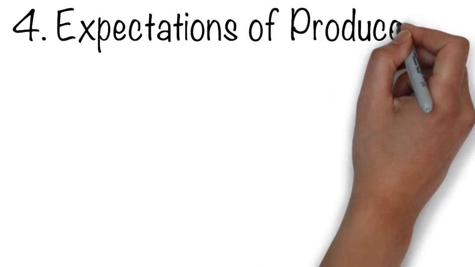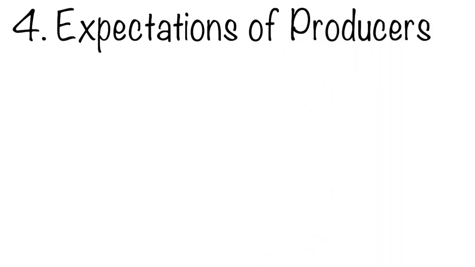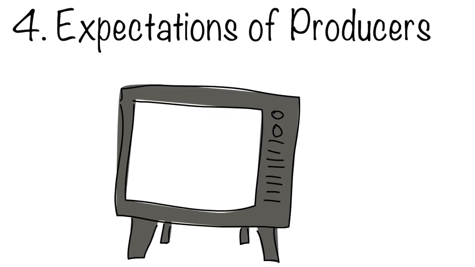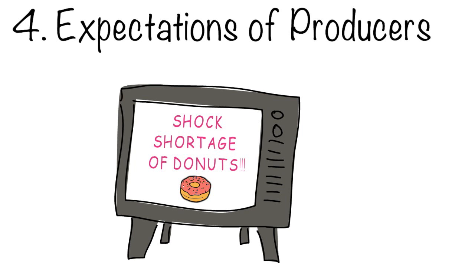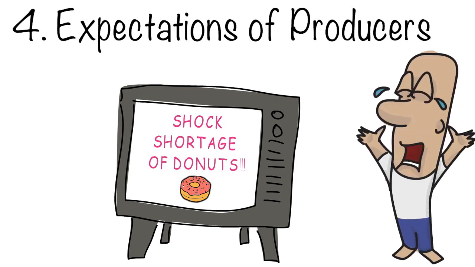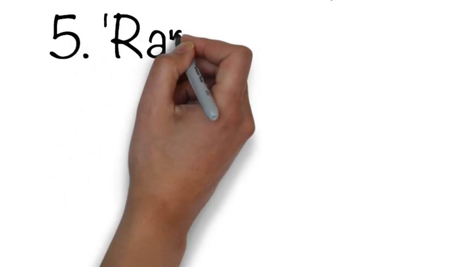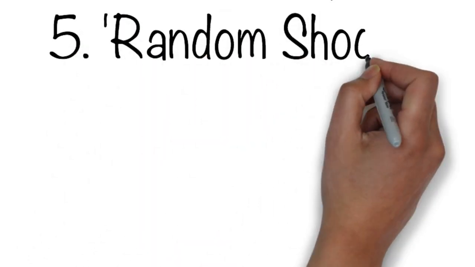Number four then is the expectations of the producer. This would mean that if the producer, the supplier in this case, thinks that the price of donuts is going to rise in the future, maybe due to a shortage on the market, they will tend to decrease supply now so that they can increase supply later when the price goes up. That will result in a decrease or a leftward shift in supply straight away.